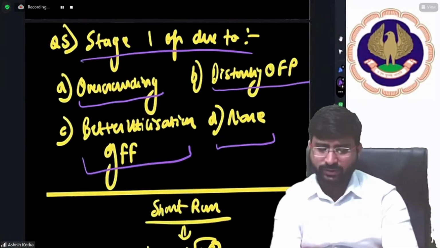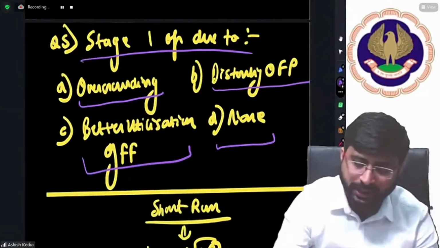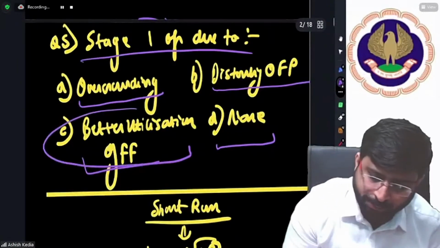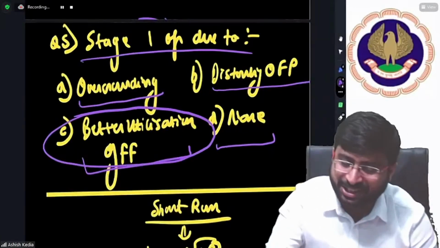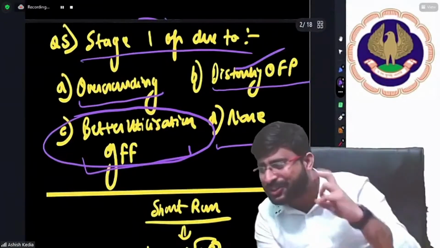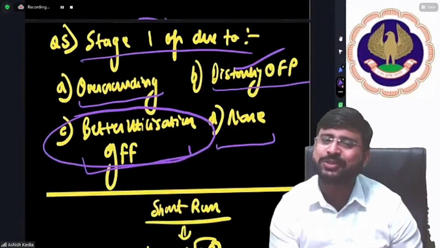Wow. Yes, sir. So the answer is absolutely correct. Sir, stage 1 operates due to better utilization of fixed factor. Overcrowding leads to negative return, stage 3. Disturbing optimum factor proportion is stage 2. And therefore, your correct answer is option C.